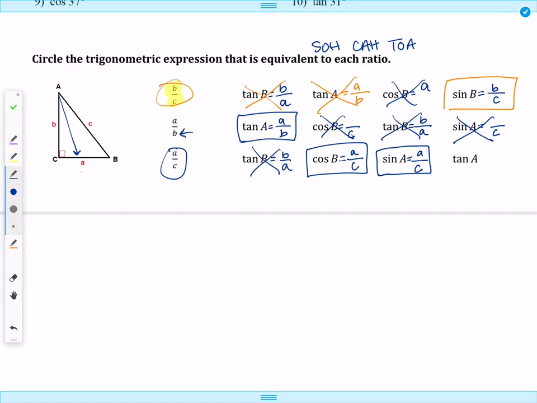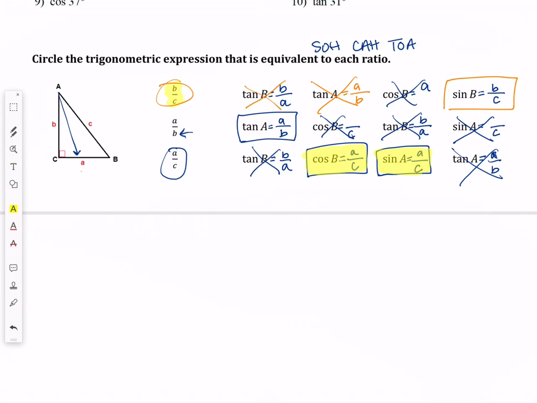We'll look at the last one. The last one, tangent of A, we already found that. That was A over B. That does not match, so we can cross that one out. So we did actually have two correct answers for the last one. And this pattern that maybe you see, I'm not sure if you've recognized it yet, but sine of one angle is always going to be equal to cosine of the other angle. Just an interesting little thing that happens with those trig ratios.